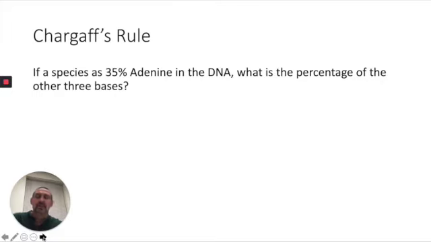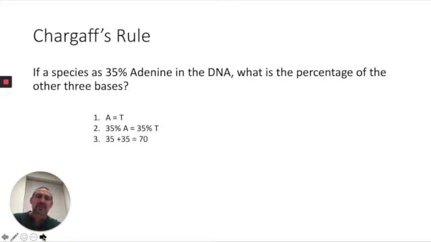So this is Chargaff's rule. What he did was work with percentages rather than individual molecules. But if a species has 35% adenine, what's the percentage of the other bases? Well, we know that A equals T. So if adenine is 35%, then thymine is 35%. We add them together, we get 70%.